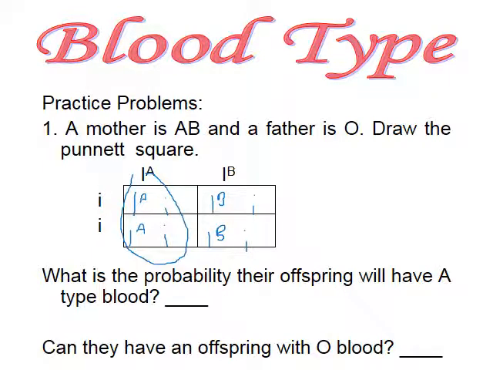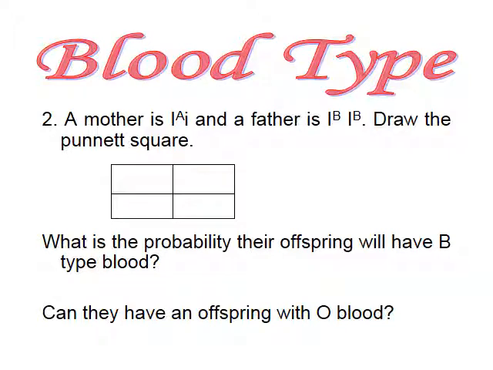So if we look at what will produce type A, well, these two on the right will be type B blood. So therefore, it's these two to the left. Therefore, it is 50%. So can they produce an offspring with type O blood? To create type O, you must have two recessive little i alleles. We don't see that anyplace, so they cannot have it.